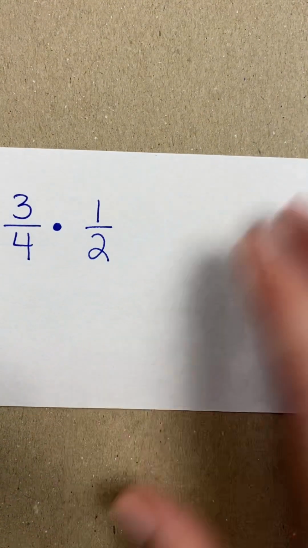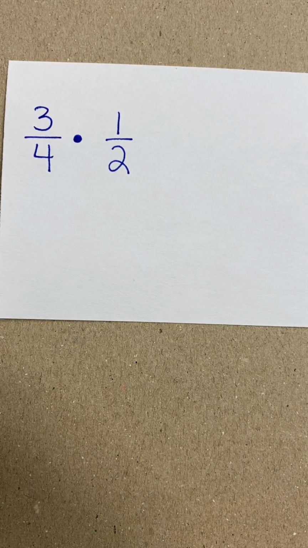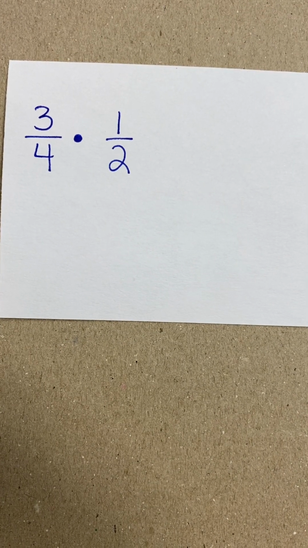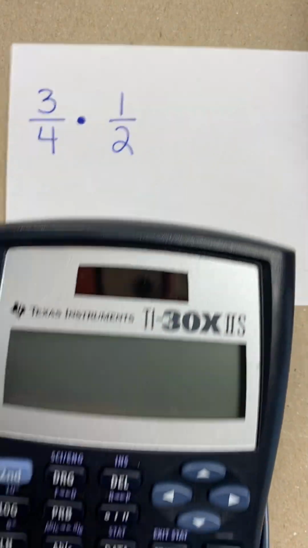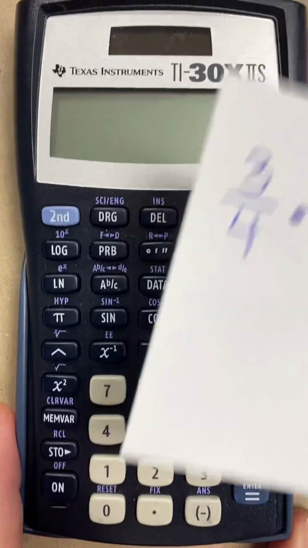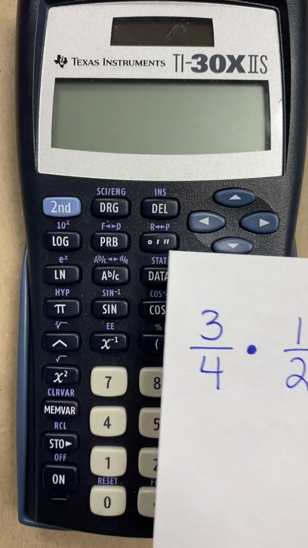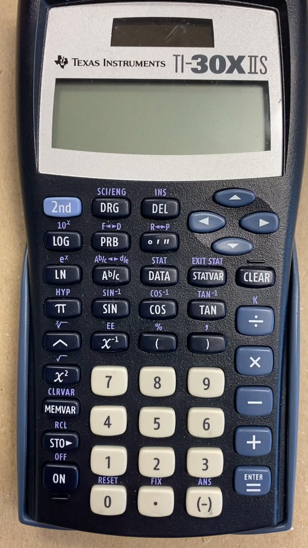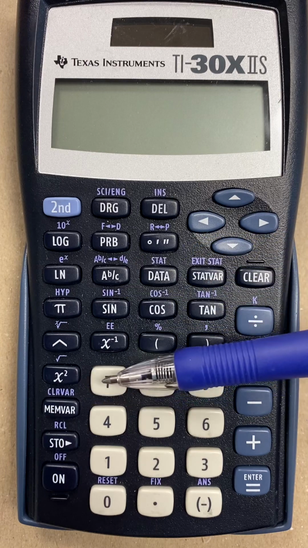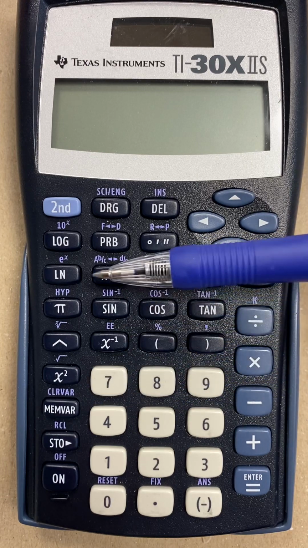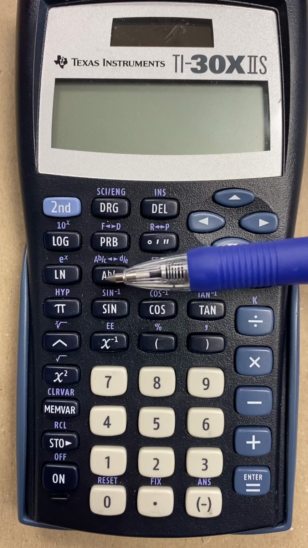So say we're doing a problem like this, 3/4 times 1/2. Now you already know in your head the answer is 3/8, but how do you do it on the TI-30? So we're gonna bring the TI-30 up here. Remember, that's your problem, 3/4 times 1/2. What we're gonna do is focus on this ABC button right here. It's the number 7, it's 3 buttons above your number 7. And that is going to be your fraction key and your mixed number key.